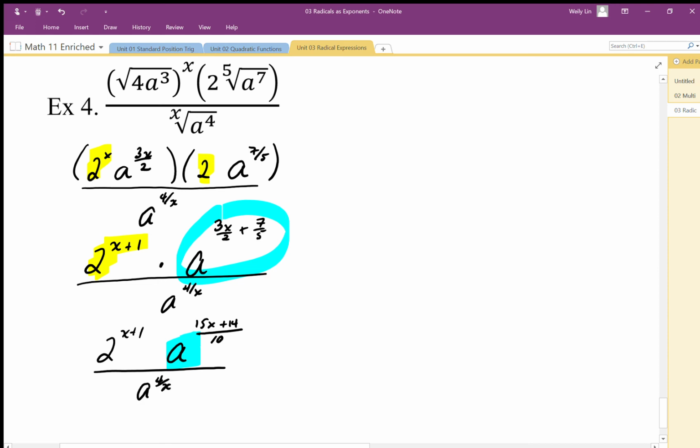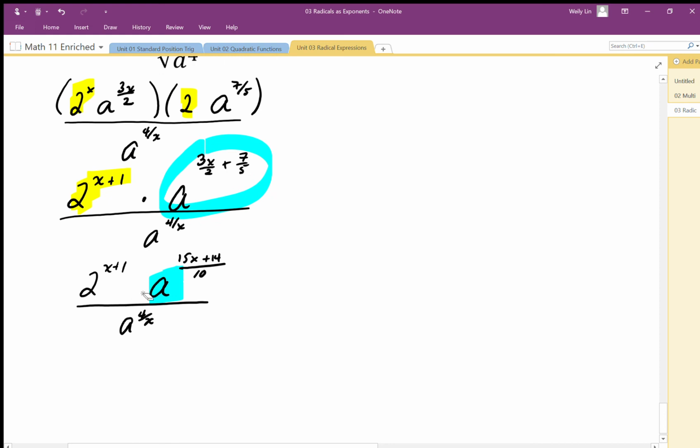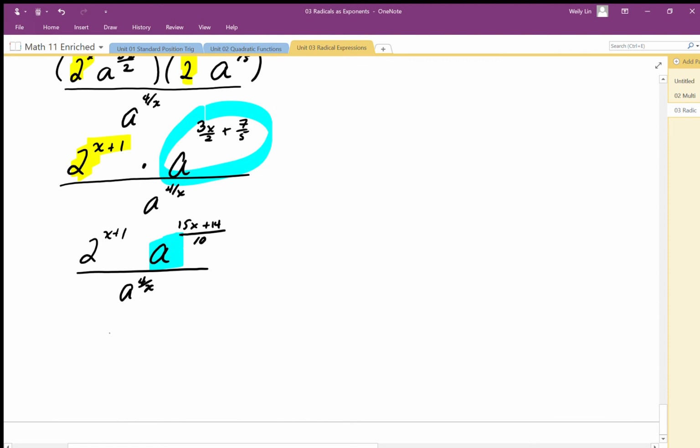Okay, so now we're just dealing with dividing by base a, which means we're going to subtract. So I'm going to write the subtraction first. So it's going to be, again, the 2 to the power x plus 1 doesn't change. And then a is going to be 15x plus 14 over 10. And then I'm going to subtract that exponent of 4 over x.